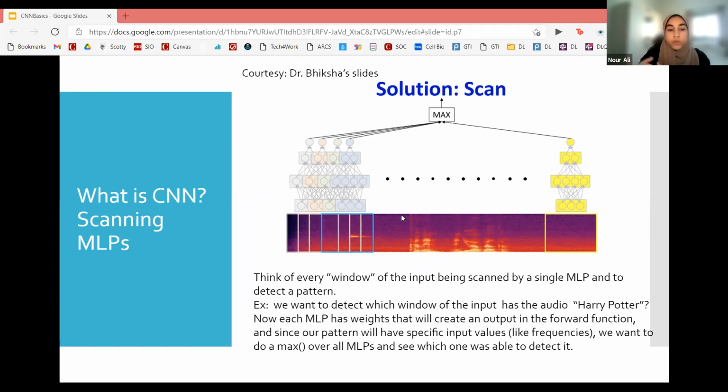Although we say sliding, we just mean that the same MLP will take in the second window as input. Once we've gone through the whole length of the recording, we'll then do a max function, like we said earlier, to see if the MLP recognized the wanted pattern at any point during its scanning.